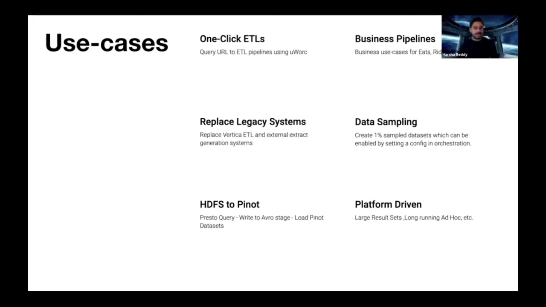We want to replace legacy system-related ETLs, like doing some Google Sheet extracts and doing Vertica ETLs with Presto ETL, wherever it can be applied. Data sampling is like a project where we want to create 1% sampled data sets without actually having the need to run analytics on a huge data set. Users could run analytics on this sampled version.